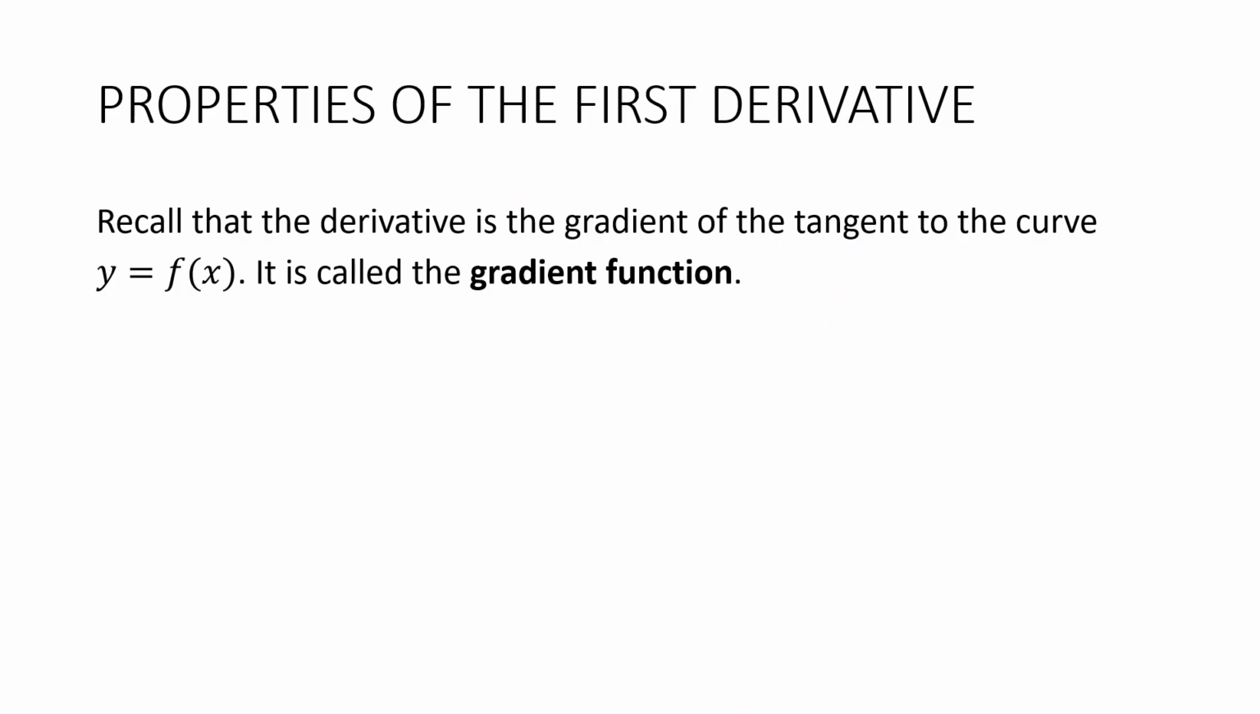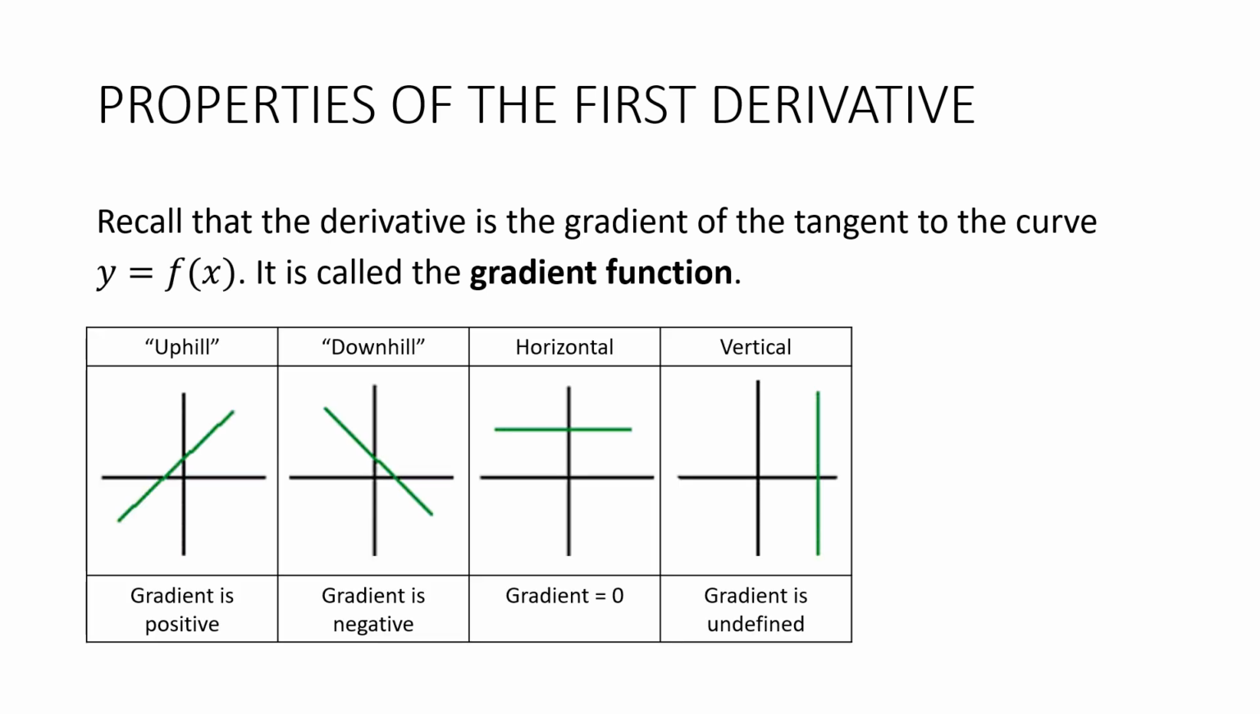Okay, let's look at some of the properties of the first derivative. Recall, the first derivative is the gradient of the tangent to the curve y is equal to f of x. It is called the gradient function. And remember from year 7 or year 8, if we have a straight line that's going uphill, the gradient is positive. If it's going downhill, the gradient is negative. If it is flat or horizontal, the gradient is 0. And if it is vertical, it is undefined.